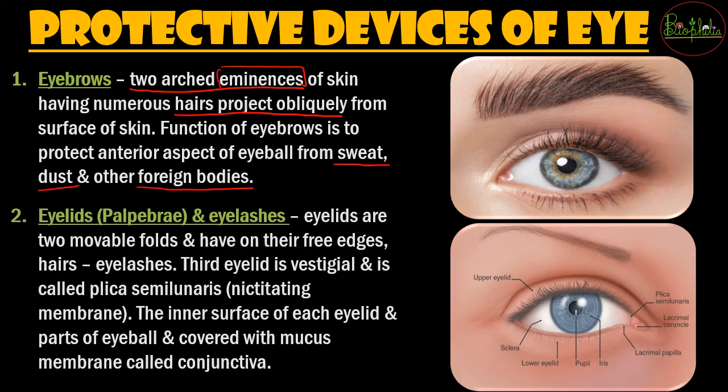The next protective device is the eyelids or eyelashes. Again, you might feel that eyelashes are not that important, what will happen if there are no eyelids? But again, this is very important because eyelids are two movable folds. If something comes in front of your eyes, there is a reflex by which you close your eyelids.